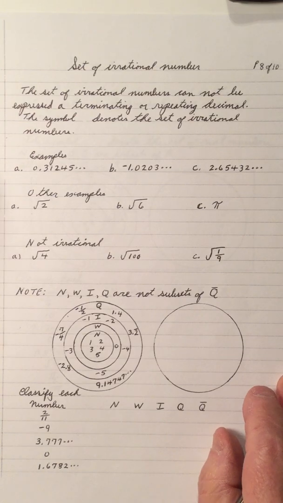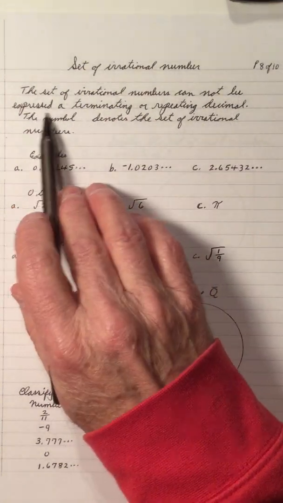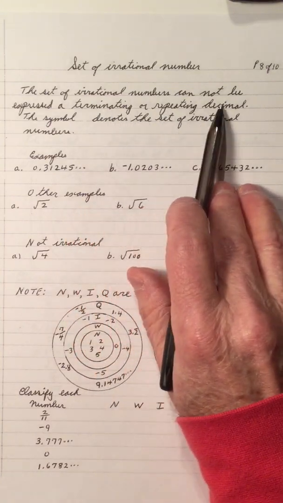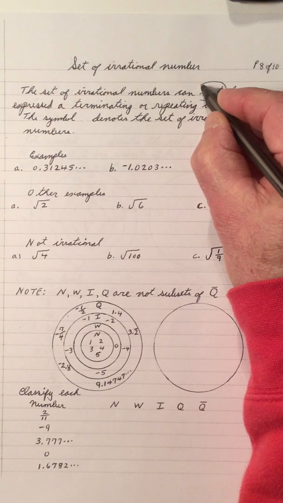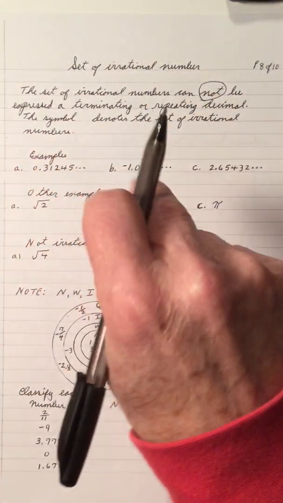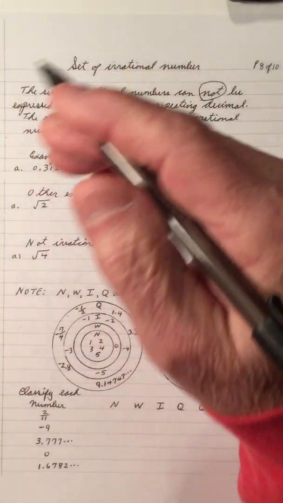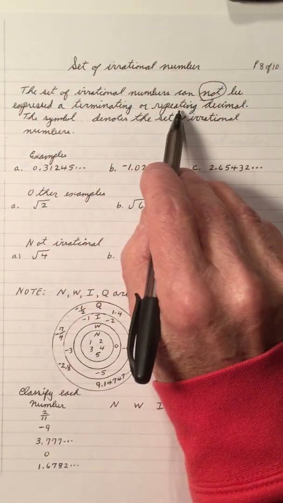Next set of numbers is the irrational numbers. The set of irrational numbers cannot be expressed as a terminating or repeating decimal. Notice the word not. So a terminating or repeating decimal is rational. Irrational means not. So irrational numbers are not repeating or terminating.